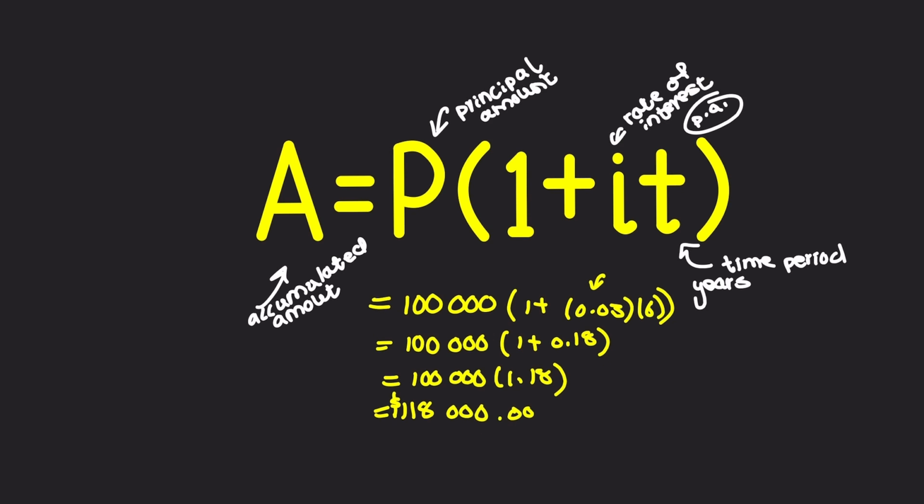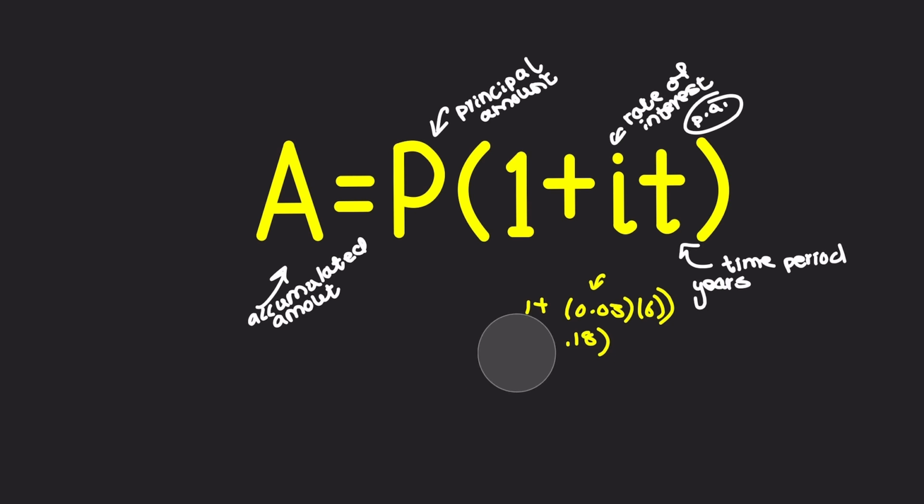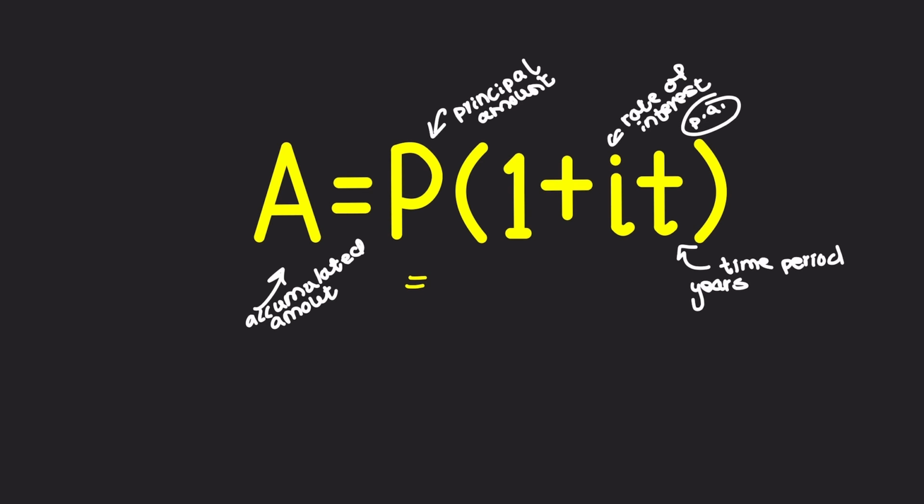So she says, hey, I'm getting 118,000. Why does that work? Why is it that her accumulated value is 118,000? Why does this formula exist? All right. If you don't want to see why the formula exists, that's absolutely fine.